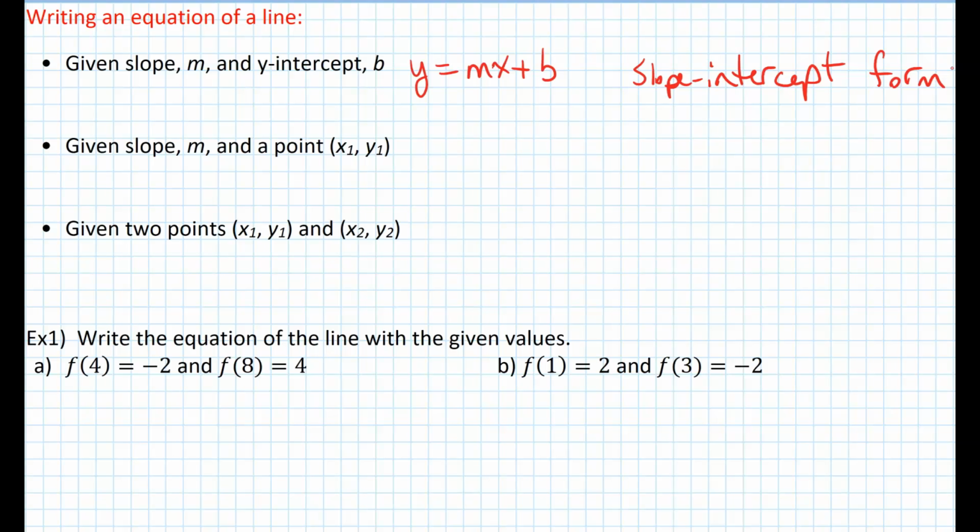Okay. Now, if you're given a slope and a point, we can use another form. That would be the point slope form. And what does that one look like? Alright, so we're just going to do y minus y1 equals m times x minus x1.